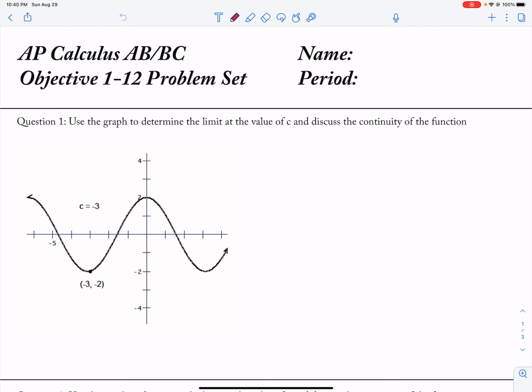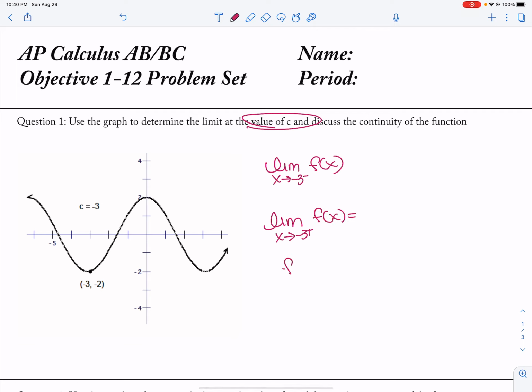Okay, so the name of this game is continuity. When we want to check for continuity, we want to check the limit as x approaches, in this case, the value of c. So I want the limit as x approaches -3 from the negative side of f of x, and I want to find the limit as x approaches -3 from the positive side of f of x.